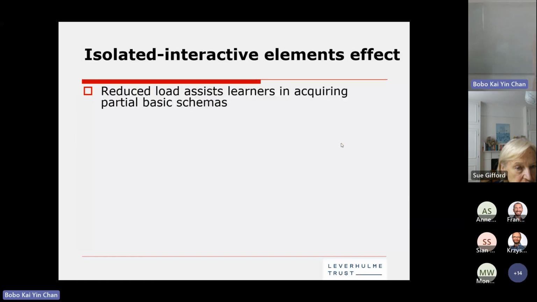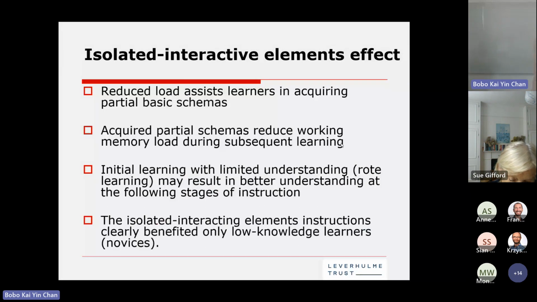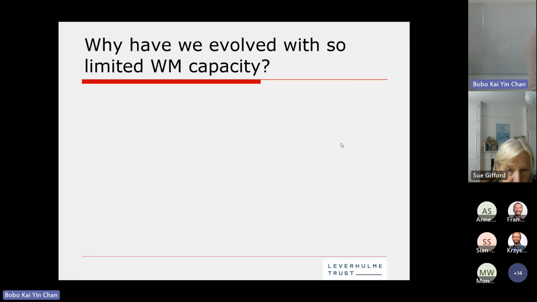So again, these techniques allow us to reduce load by acquiring some partial, basic knowledge about the situation that would be useful subsequently. This is just a quick example of isolated and then interactive: you present first isolated elements and then, secondly, in full interactive form. This was shown to be an efficient technique for novice learners, because the task is difficult for them and this will be helpful for them. If you already have some knowledge, probably that would not be a useful technique.